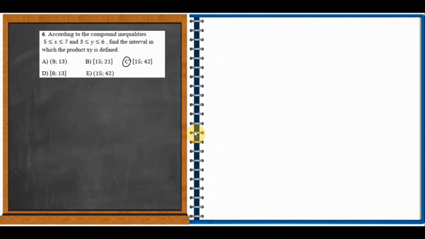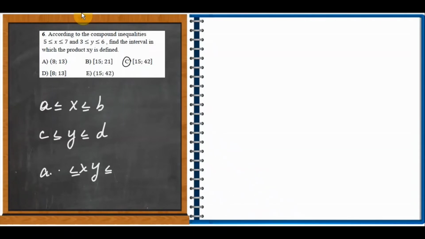Number 6. In number 6, we are given two compound inequalities. We must find the product xy's interval. I mean, where the product xy is defined. Now, to do this, let's write the general form. If we are given a is less than x is less than b, or equal to, doesn't matter, and y, let's say it's c and d, in between c and d, we will say that the product xy will be in between a multiplied by c and b multiplied by d.